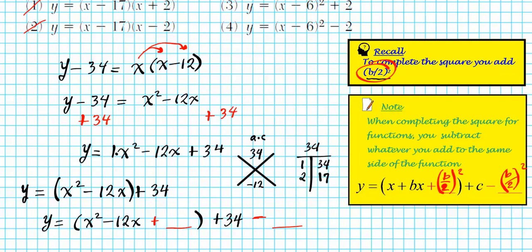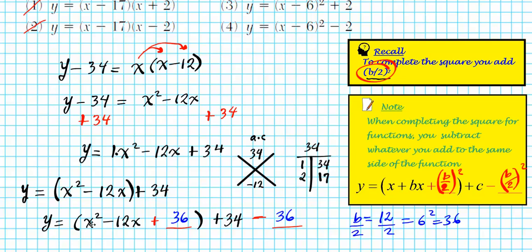B is 12. What do we do with that? Divide by 2. 12 over 2 is 6, and you square it. 36. Now, this is a number that makes this incomplete square a perfect square trinomial. So insert a 36 here, and then a 36 here also, so that they, in essence, cancel out upon expansion to result in this original function that we have.